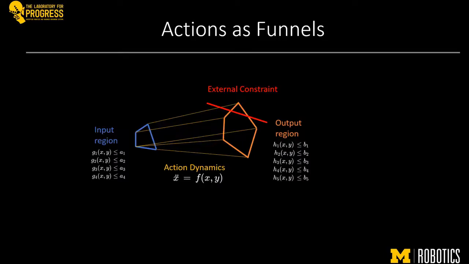Is the mapping by vector? Is it one-to-one, like for every point in the input, it maps to a unique point in the output? That'll depend on the dynamics. That'll depend on the dynamics function.